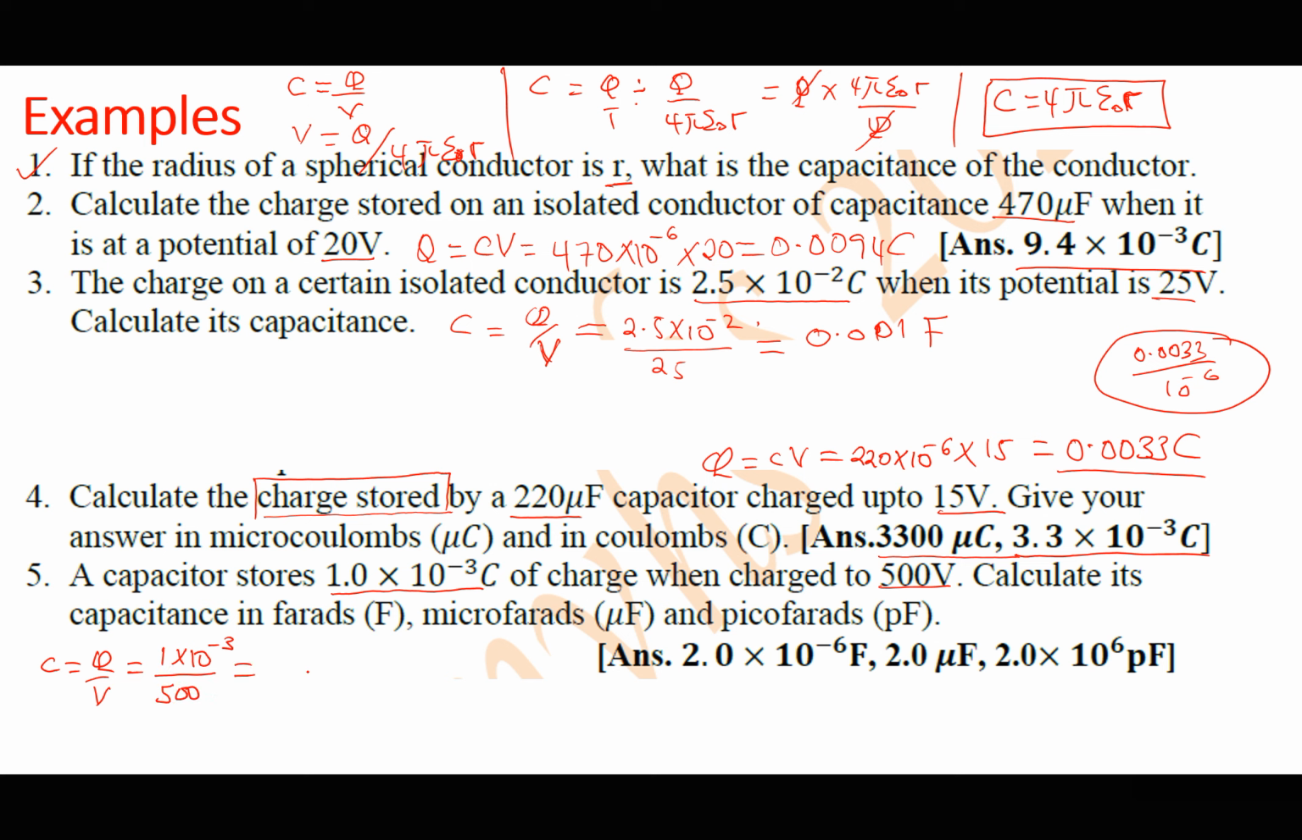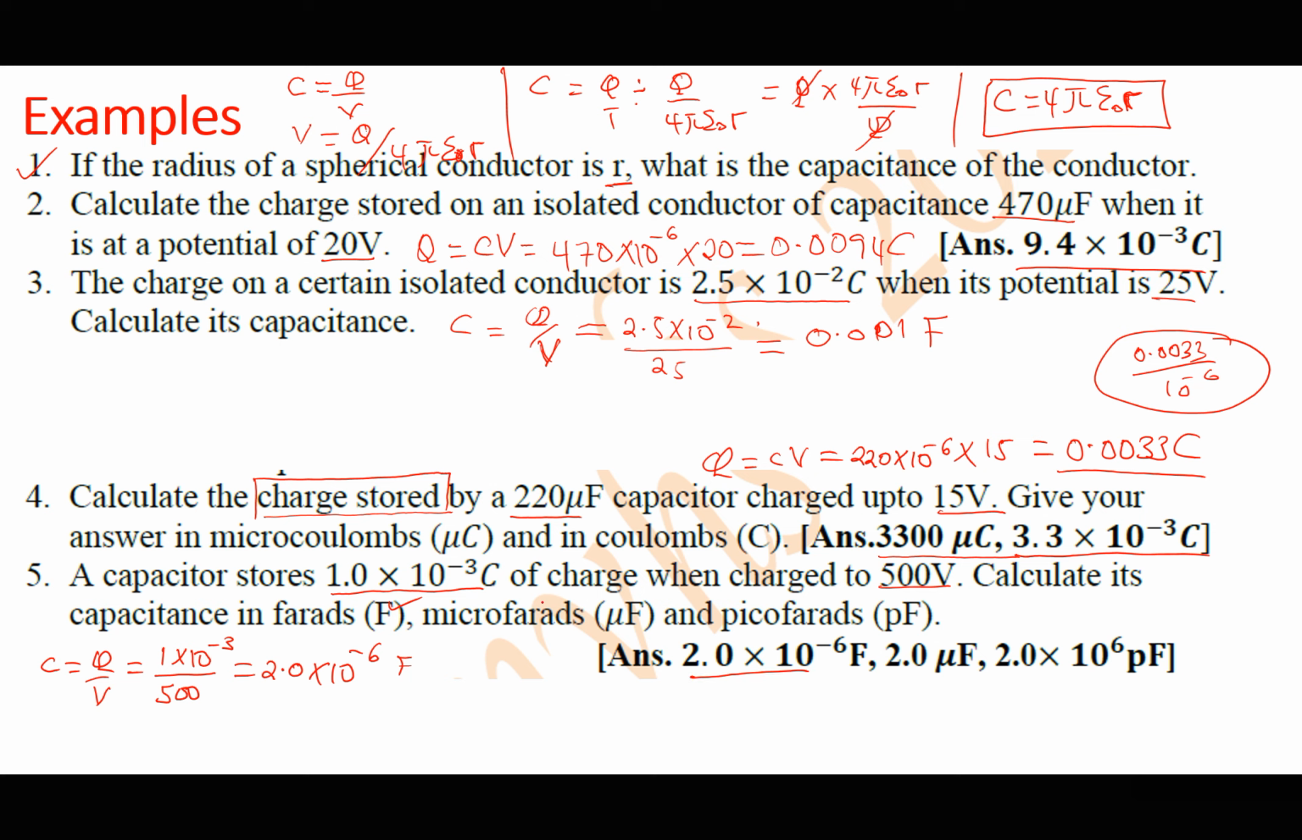Let's first press the calculator in farads. So in farads, it is 1 exponent minus 3 divided by 500. In farads, I'm getting 2.0 times 10 to the power of minus 6 farads. So in farads, it is correct.